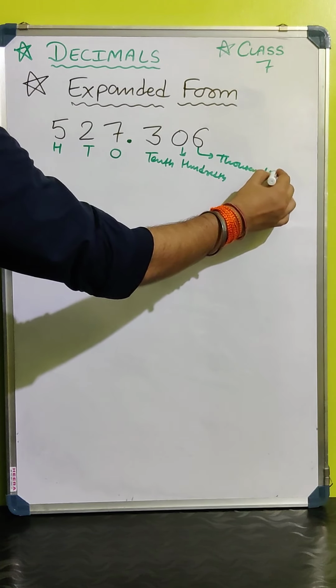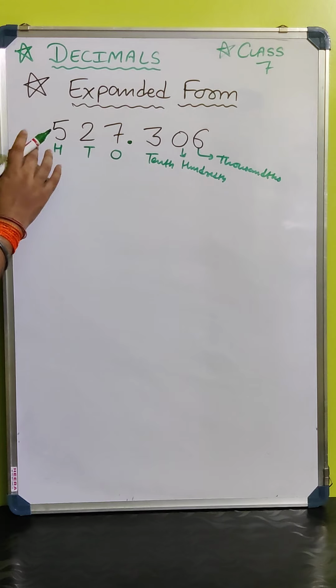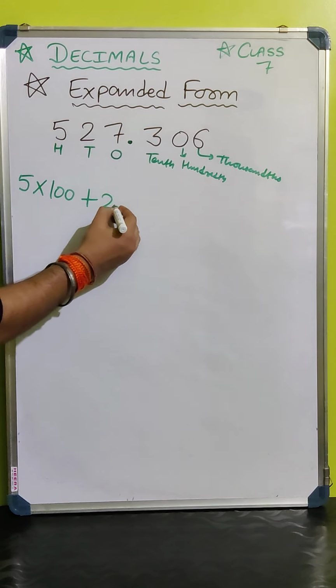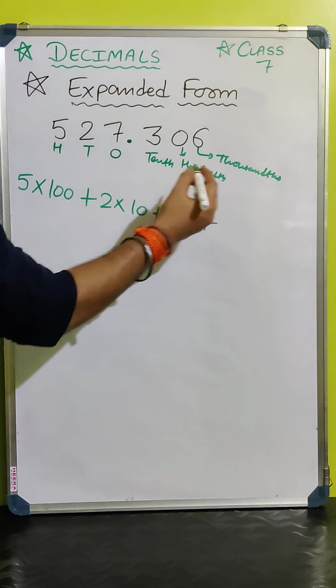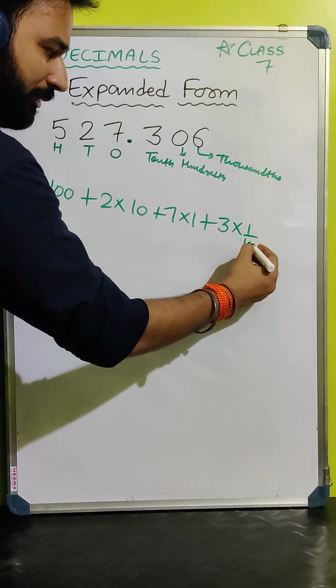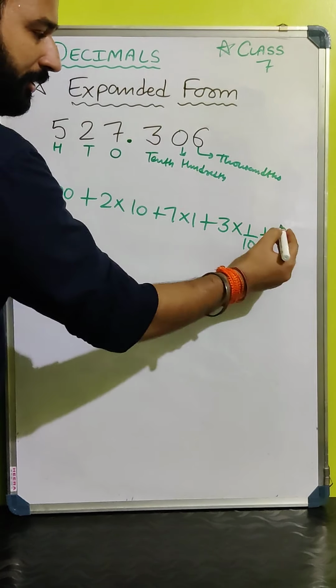Now we have to write down the numbers. Here I will write 5 into 100, that is 100, plus 2 at the tens place, and tens place means multiply by 10. Now this is the ones place, that means 7 multiplied by 1. After the decimal comes the plus sign: 3 tenth, and 3 tenth means 1 by 10, as we discussed earlier. Plus 0 hundredth, 0 into 1 by 100. Then plus 6 into thousandth, that means 1 by 1000. Simple things.